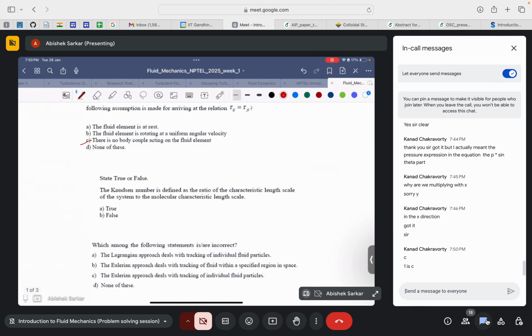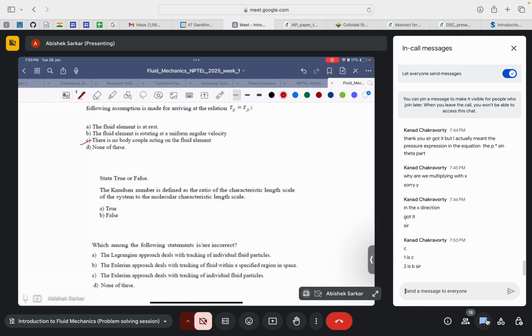Next question is, state true or false. The Knudsen number is defined as the ratio of the characteristic length scale of the system to the molecular characteristic length scale. Is it true or false? It's false, because it is actually the inverse. Knudsen number Kn is equal to lambda by L, where lambda is the molecular mean free path and L is the characteristic length scale.